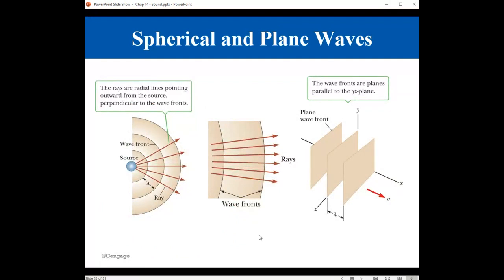As you move away from the source of sound, the radius gets bigger and bigger. The radius of the spherical wave gets bigger and bigger. As you can see, the wavefront gets less curved. If we keep increasing the distance, at one point we may treat the waves as plane surfaces. We call them plane waves.